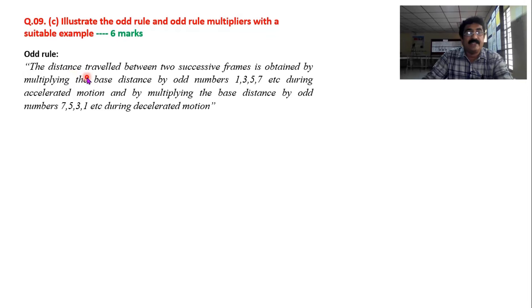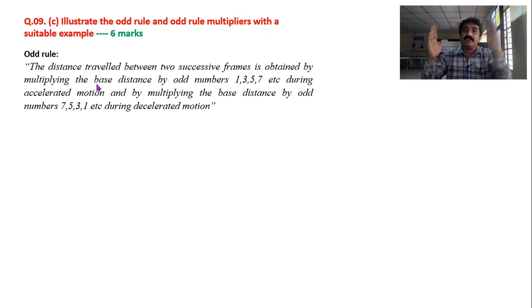The rule goes like this: distance travelled between two successive frames is obtained by multiplying the base distance by odd numbers like 1, 3, 5, 7, etc. during accelerated motion. During acceleration, you multiply the base distance. Base distance is the least distance between two positions, two frames, the smallest distance between two frames, and that base distance you multiply by 1, 3, 5, 7 if the body is accelerating.